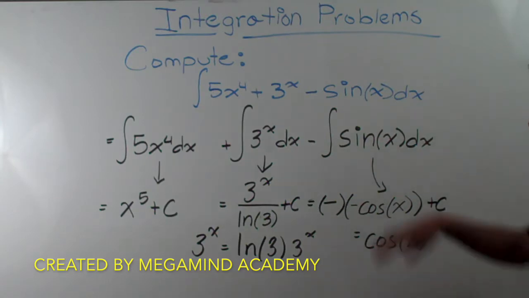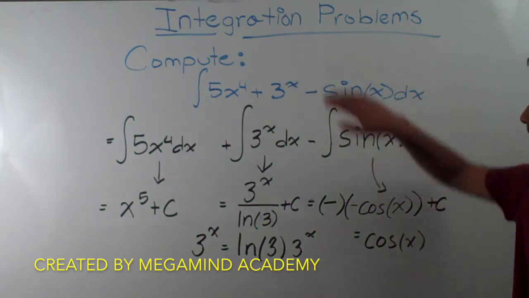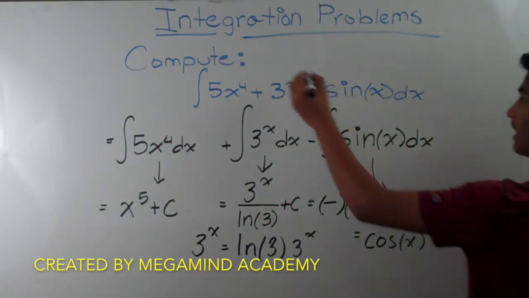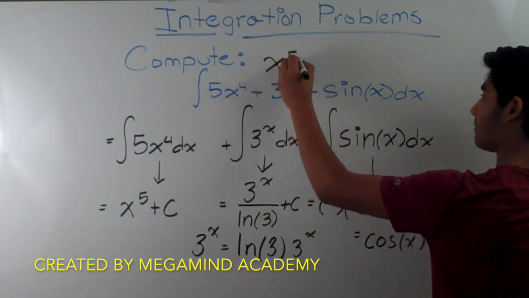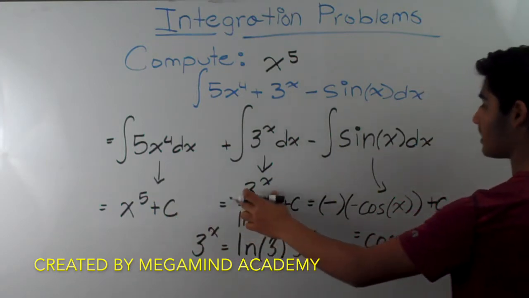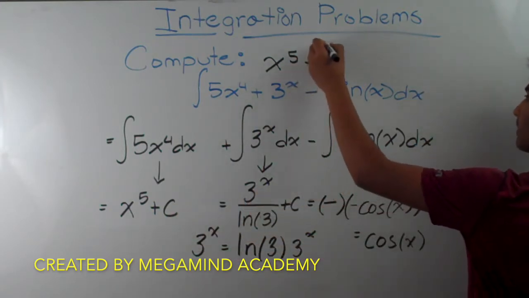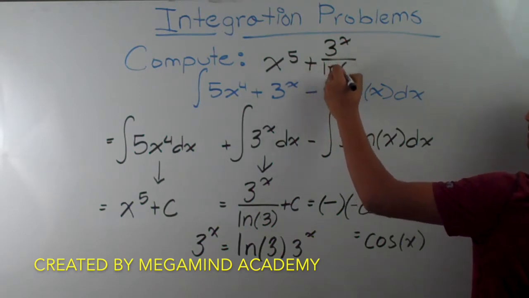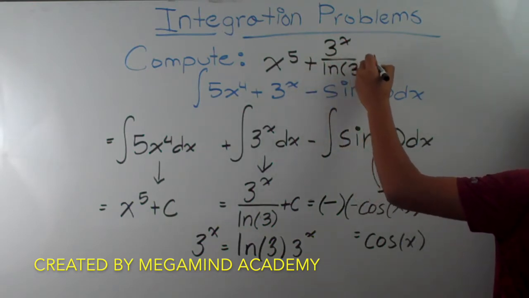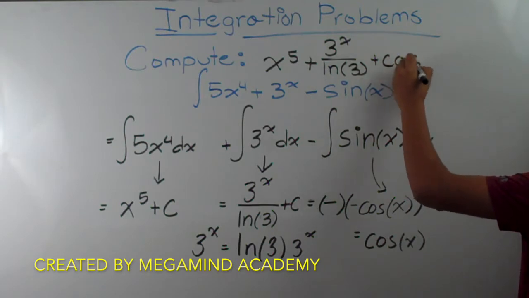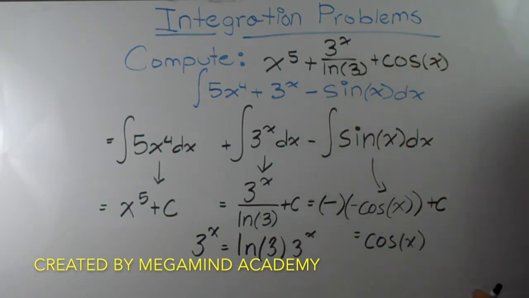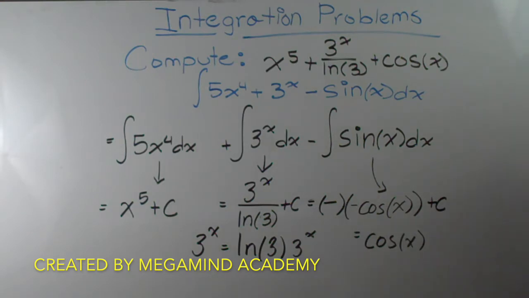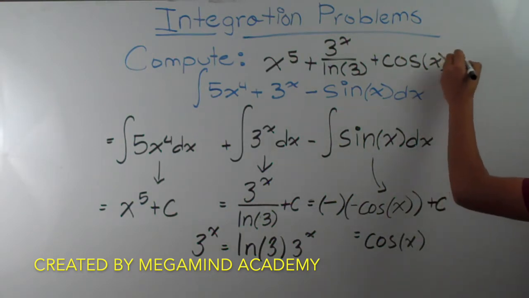So now the last step, which is writing out the answer, I'll do up here because we have no more space. So the answer would be x to the fifth plus c plus 3 to the x power over the natural log of 3 plus cosine of x. And because these c's are all constants, we can just add one c at the end, plus c.